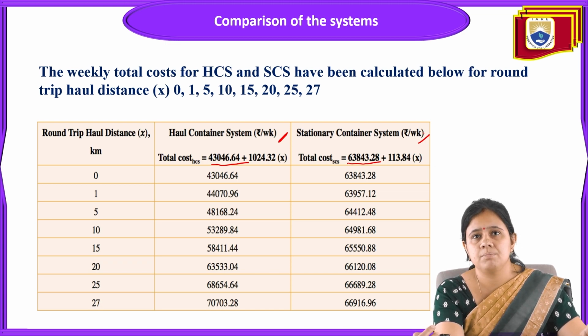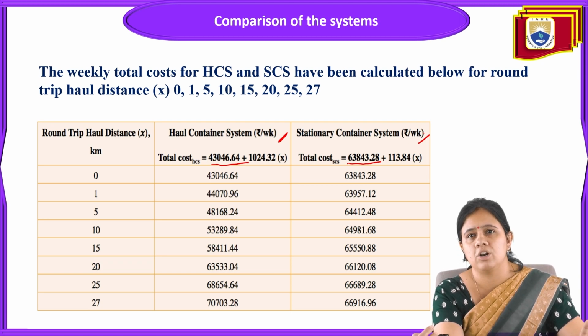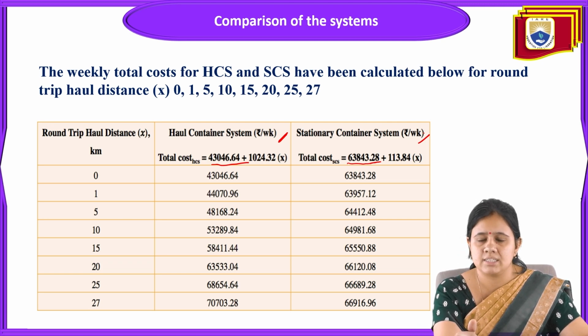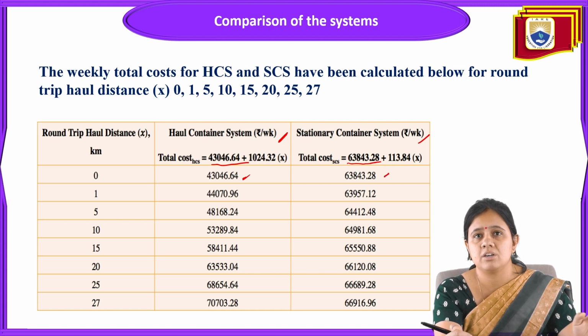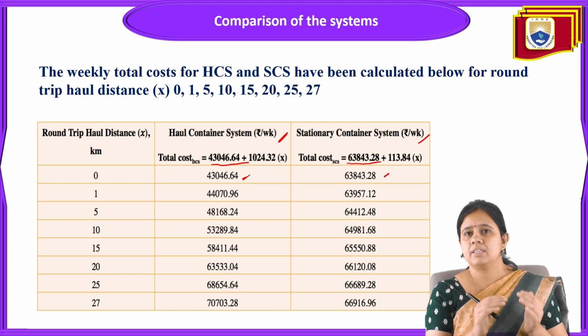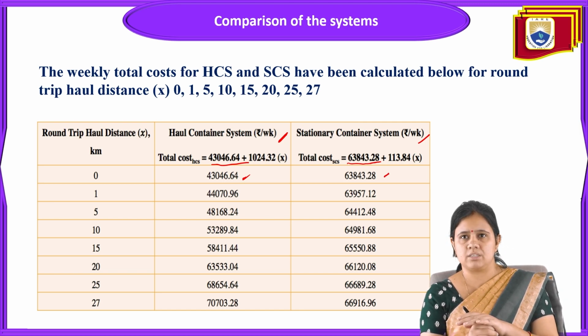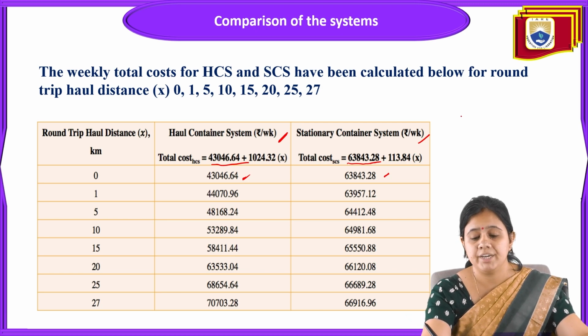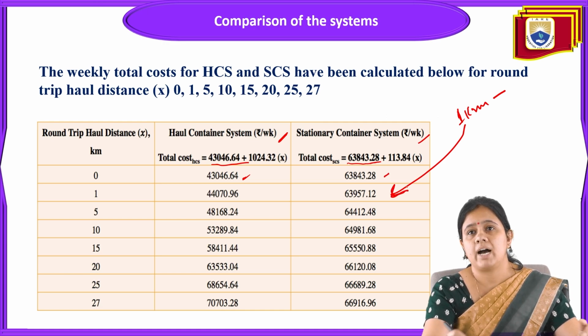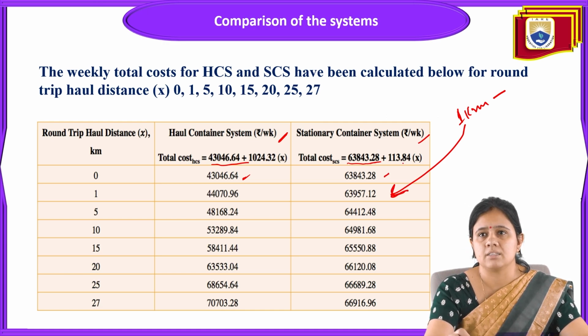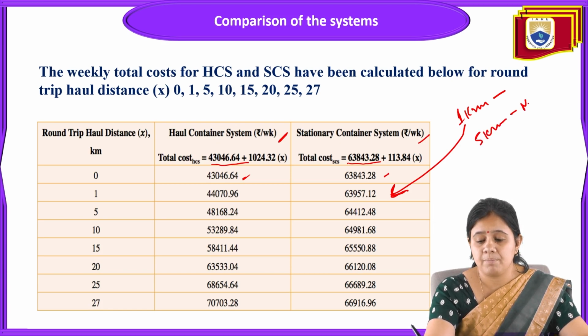If the haul distance is 0 kilometer, it will be the same, because this has been calculated for 0 kilometer. If the round trip haul distance is 1 kilometer, the haul distance being from the last pickup point to the MRF location site, then for 1 kilometer this much amount is required, either for the stationary system or the haul container system. For 5 kilometers of distance from the MRF site, this amount is required.